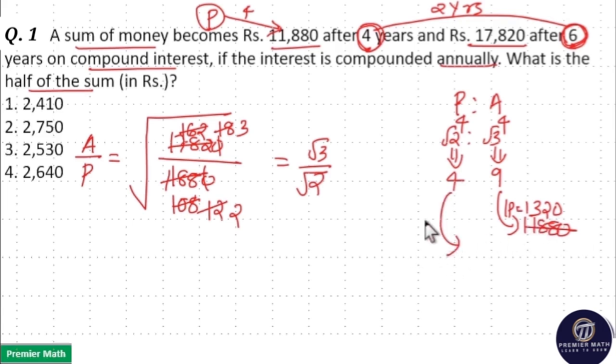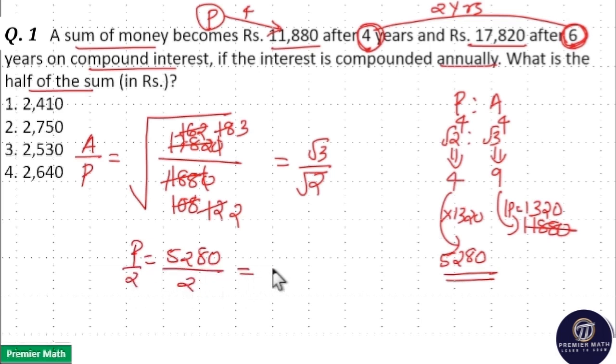If 1 part is 1320, then 4 parts is equal to 4 into 1320. 4 into 0 is 0, 4 into 2 is 8, 4 into 3, 12, 4 into 1 plus 1, 5. So 5280 is the principal. Now the principal is 5280. Then half of the principal is half of this, which is 2 goes 2 times in 5, 2 goes 6 times in 12, 2 goes 4 times in 8. Then 2640 is half of the sum, which is option 4.